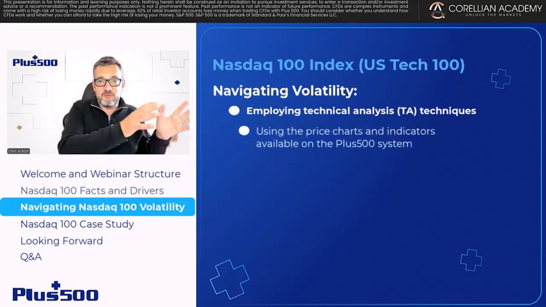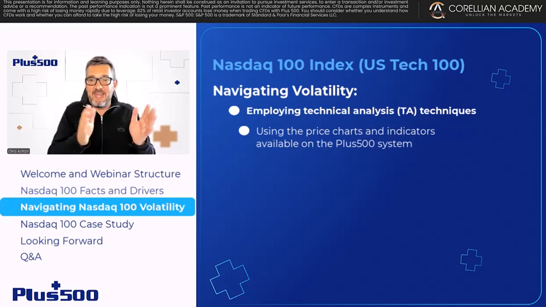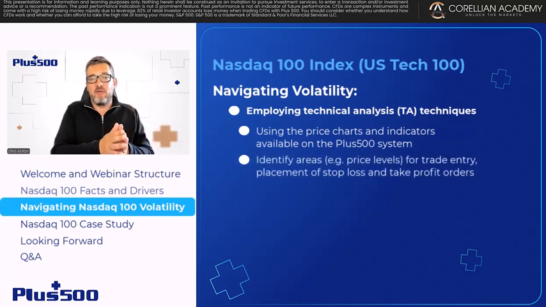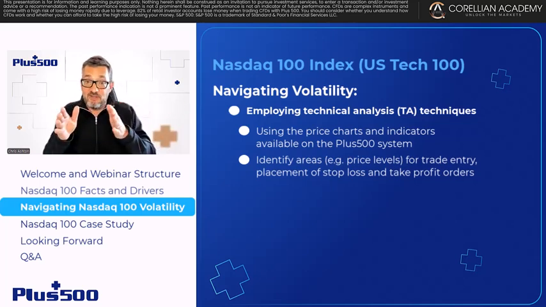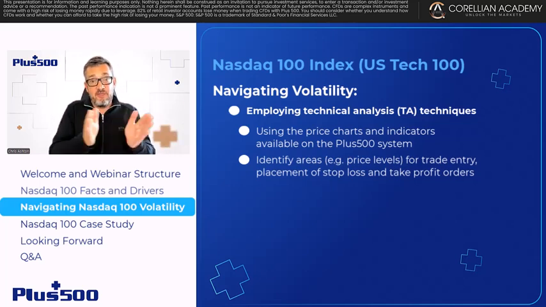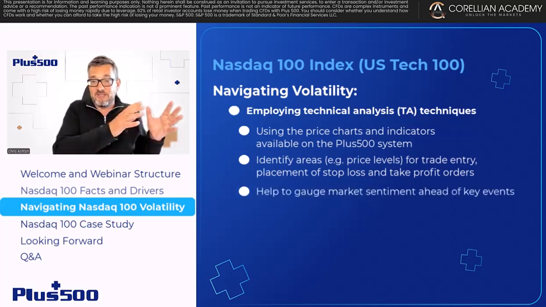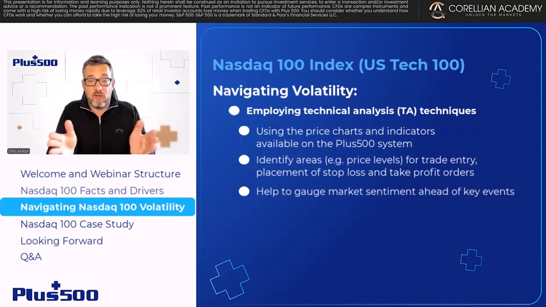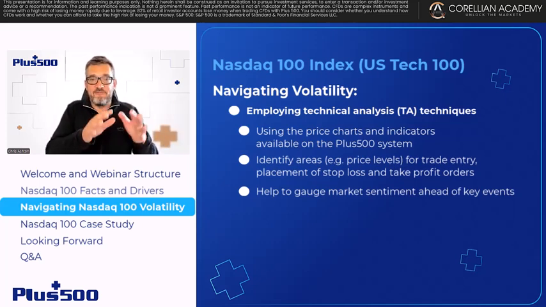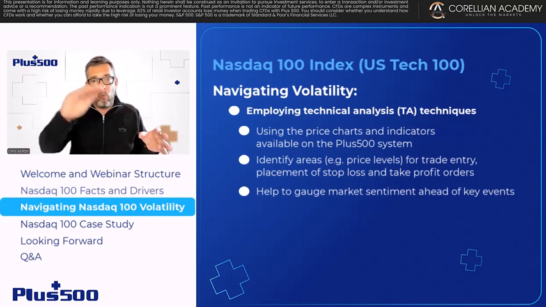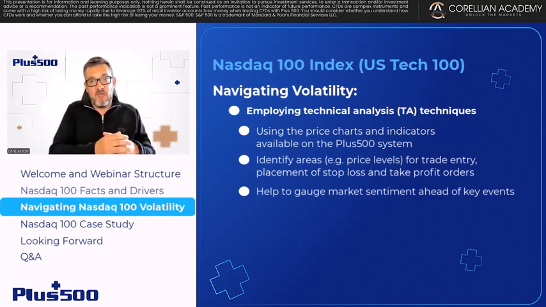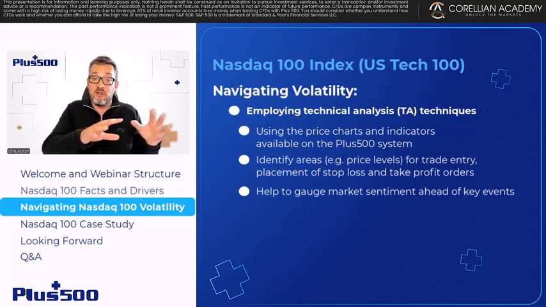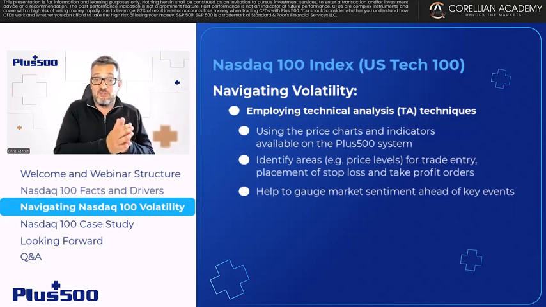This is utilizing the price charts of the Nasdaq 100 and indicators available on the Plus500 system to help you identify areas for trade entry and where to place stop loss and take profit orders. These charts can also help you to gauge market sentiment by showing the direction a market is going into key events or economic data releases to help you identify when trader positions have built up one way in one direction, and where, if expectations aren't met, the index may reverse direction as traders look to quickly exit positions.